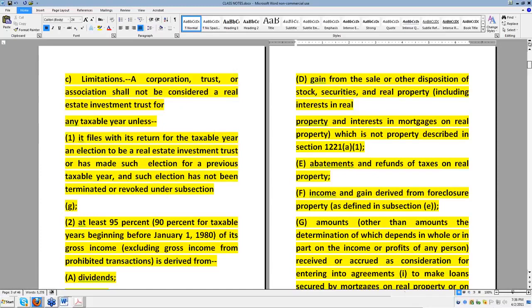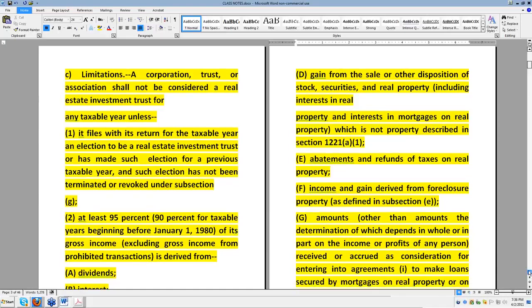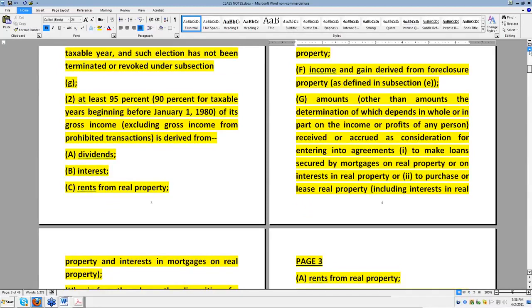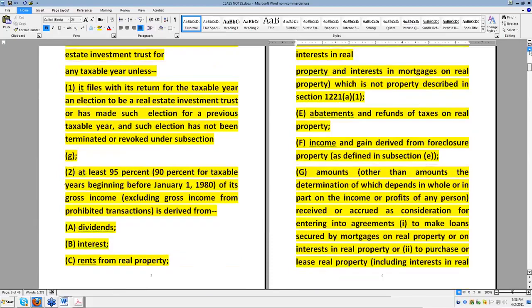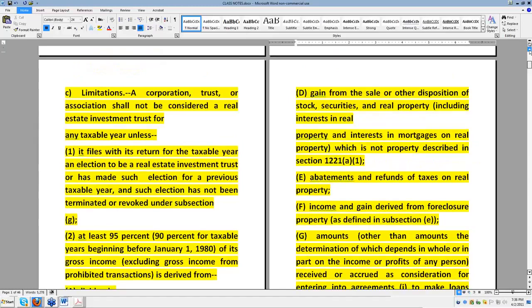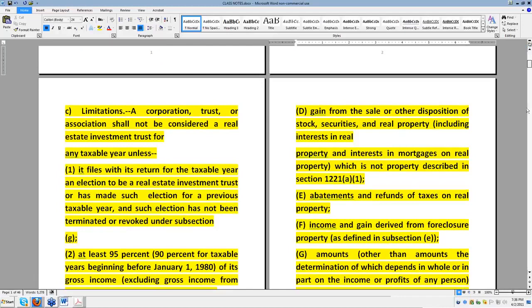Got to go down a little bit. Let me move this down. Can you see that? Dividends, interest, rents from real property. Now you got to go up to the top of page 4. Pull it down. Or D, gain from the sale or other disposition of stock, securities, and real property, including interest in real property and interest in mortgages on real property, which is not property described in section 1221(a)(1).